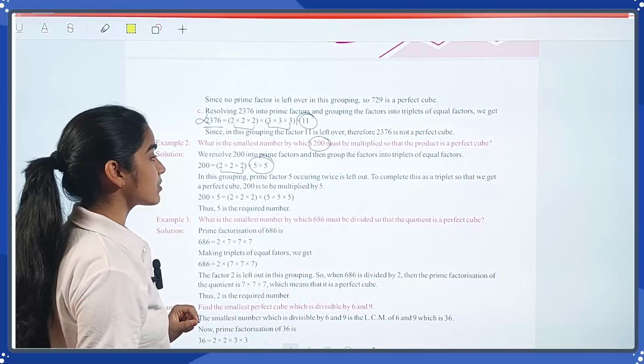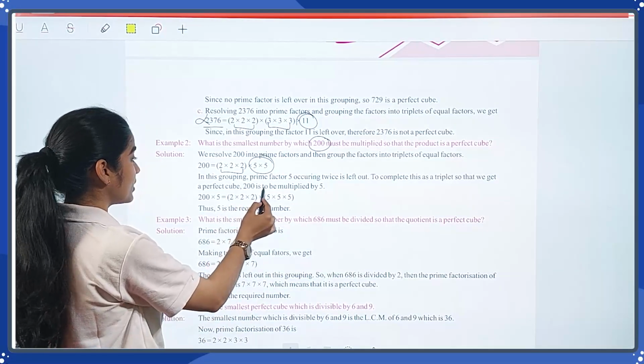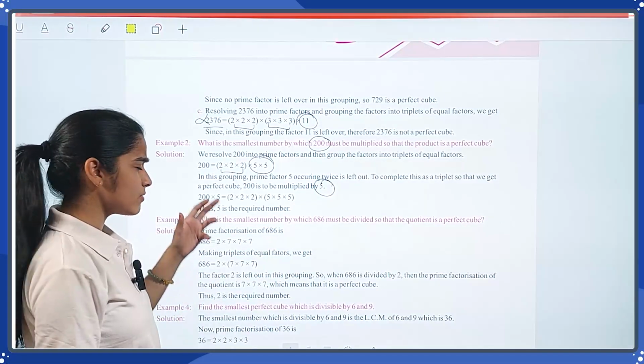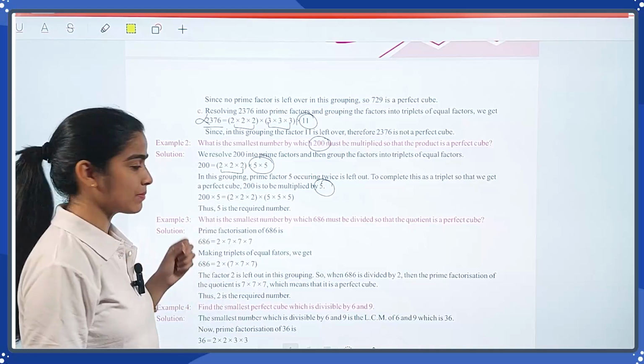To complete this as a triplet so that we get a perfect cube, 200 is to be multiplied with 5 only. I hope students this is clear to you, and this is very easy. You can relate it with your previous chapter also.